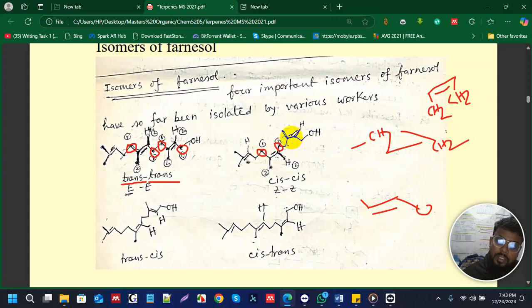If you'd like to check this double bond, this is a CH2 group, and here another CH2 group is present. These two CH2 groups are on the lower side. So when two CH2 groups are located or situated on the same side, we can say that it is obviously in cis conformation, or you can say Z conformation.